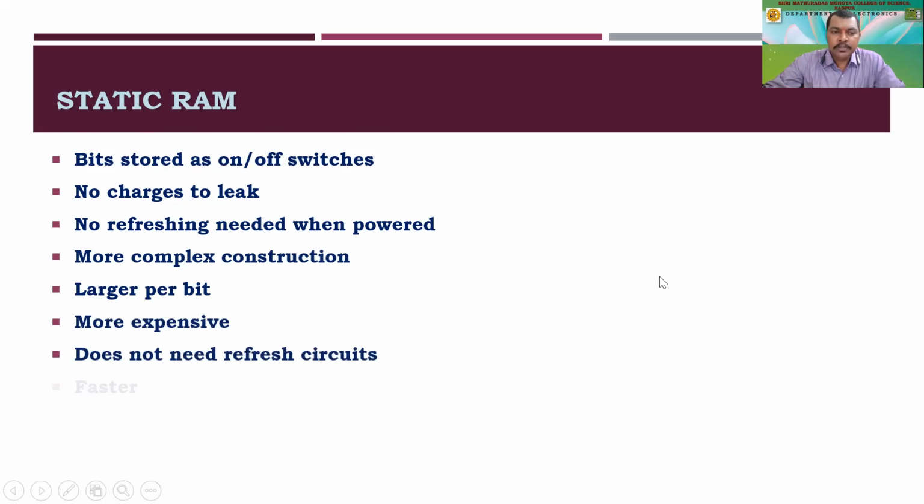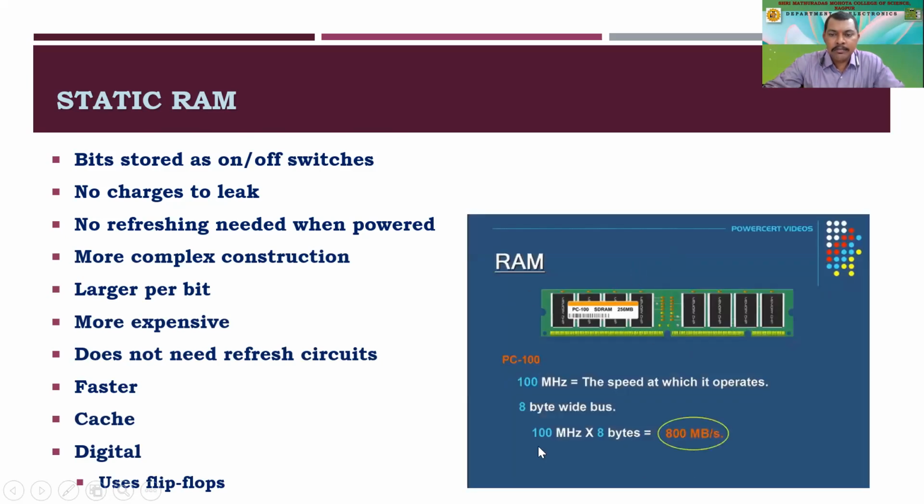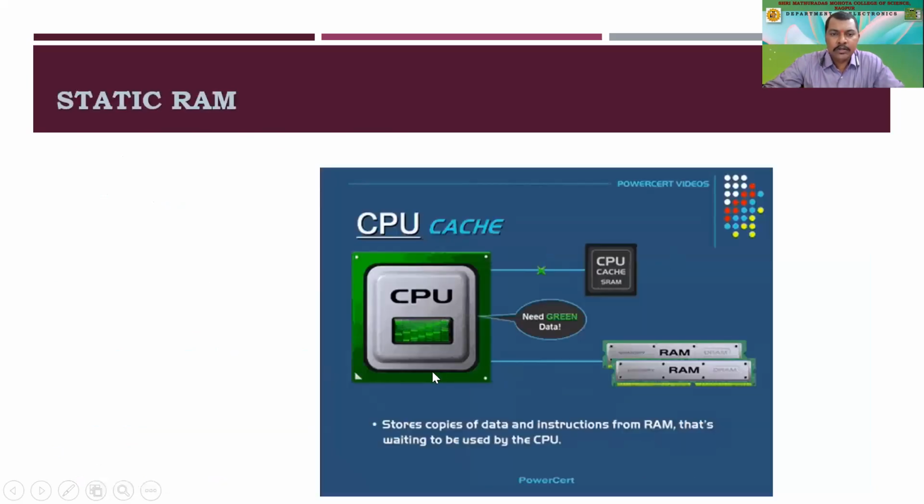Larger per bit, more expensive, does not need a refresh circuit, it is faster, and it is a cache type of memory, and it is digital. And dynamic RAM is sort of analog since we are employing the capacitor in it, right? So digital circuits use flip-flops or, say, the resistor. So these are the RAM and this is the speed, that is how it has been calculated.